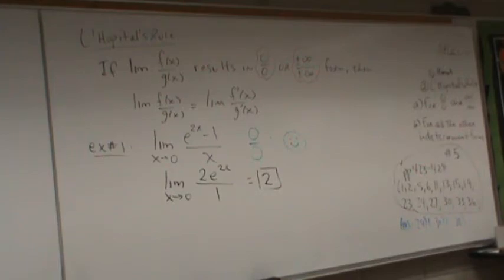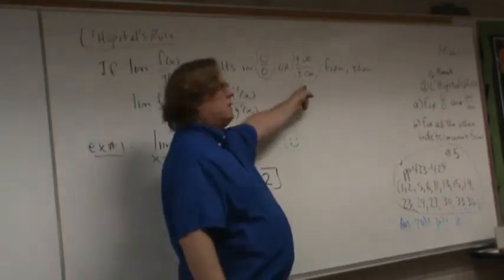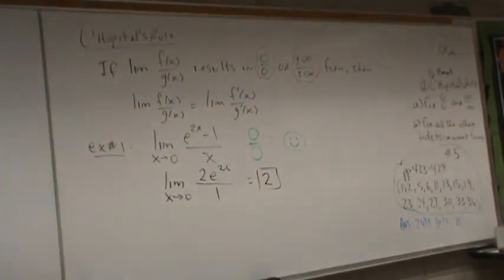Here we go, example number 2. The limit as x approaches negative infinity of x squared over e to the negative x power. The first thing you must do is verify, is it one of these two forms? Because if it's not, you don't get to do L'Hopital's rule. No. It's not. What's the numerator?